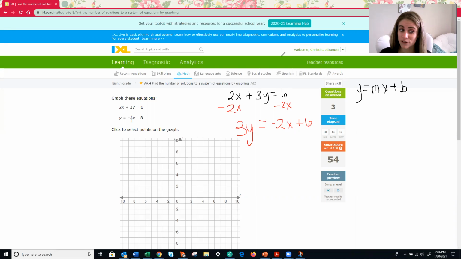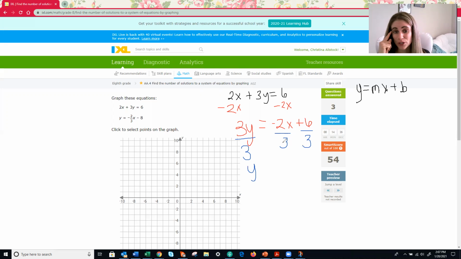Once again, we need to do the inverse. Right now it's 3 times y. So what is the inverse of multiplication? Division. We're going to divide everything by 3. 3 divided by 3 is 1. We're left with a y. Negative 2 divided by 3. I can't simplify or reduce that. I can't divide it and get a whole number. And if I were to divide it, I would just get a decimal.